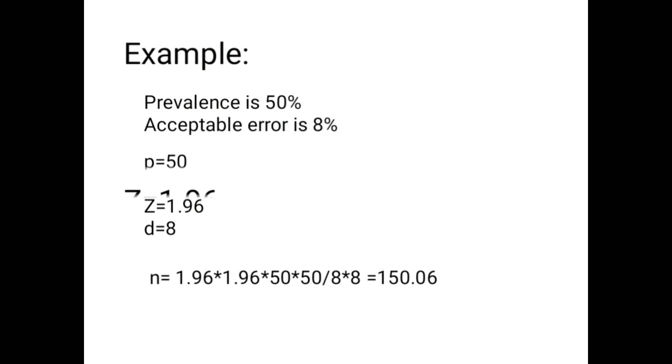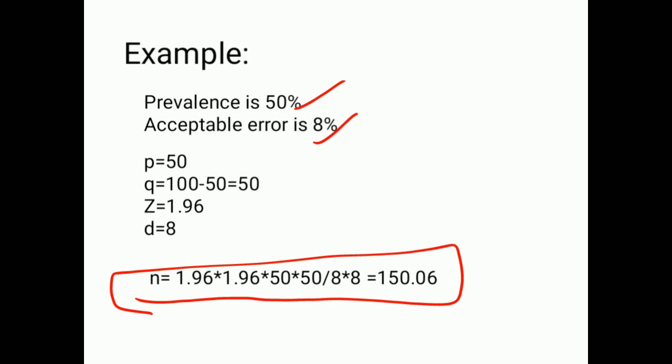Next, we will see with the help of an example. For example, we are doing research in which the prevalence of a disease is 50% and we are taking the error as 8%. So the value of P is 50, Q is also 50, Z is 1.96 and D is 8. After using the formula, we calculate N, that is the sample size, as 150.06. Now we have to take only 150 because 0.06 of a patient will not be there. A patient will be either 1 or 0. So we will take 150 patients.